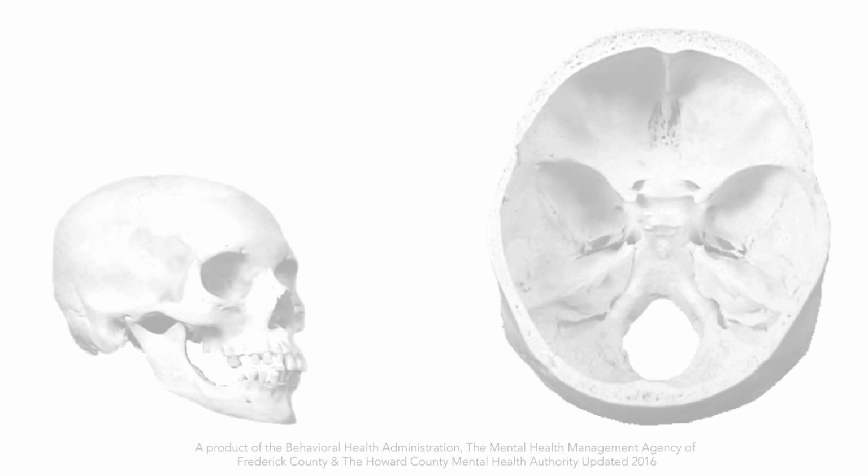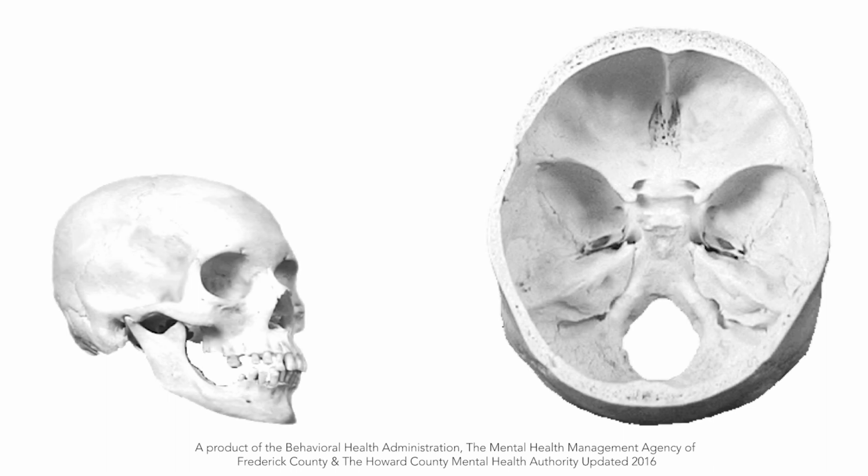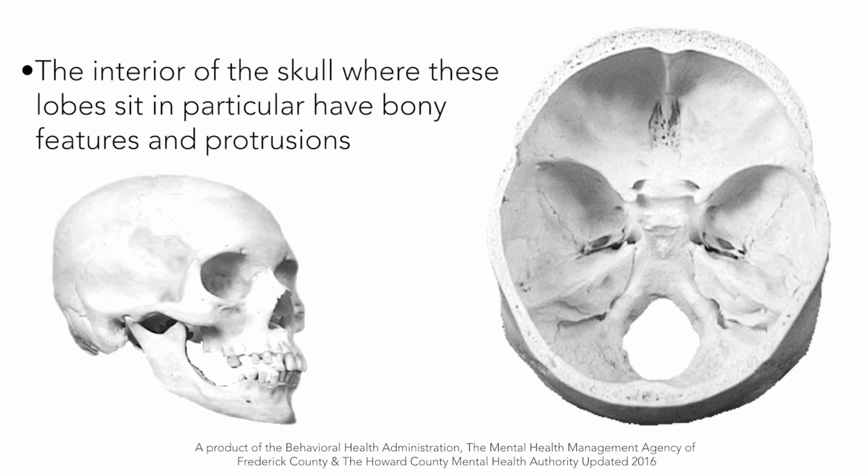The interior anatomy of the skull is also important to understand when we think about brain injuries, because the topography and bony protrusions inside of the skull make the surrounding brain tissue, particularly in the frontal and temporal lobes, susceptible to damage.